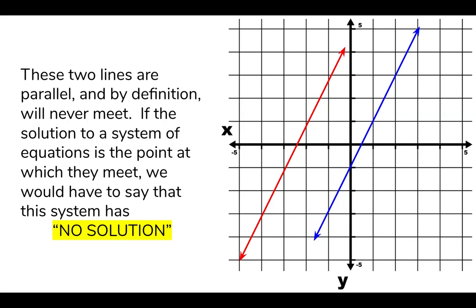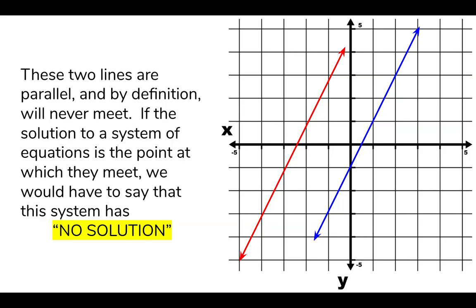What we're saying is that these are going to be completely parallel. They're never going to intersect. And if they don't intersect, then they don't meet. And if they don't meet, we can't find the intersecting point, which is the answer to the system. So anytime you graph two lines and you find out that they're parallel, we're going to say that there is no solution.